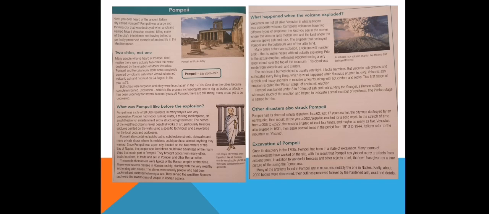Italians refer to the mountain as Vesuvio. The excavation of Pompeii: since its discovery in the 1700s, Pompeii has been in a state of excavation. Many teams of archaeologists have worked on the site, with the result that Pompeii has yielded many artifacts from ancient times, in addition to wonderful frescoes and other objects of art. The town has given us a true picture of life during the Roman era. Many of the artifacts found in Pompeii are in museums, notably the one in Naples. Sadly, about 2,000 bodies were discovered, their outlines preserved forever by the hardened ash, mud, and debris.